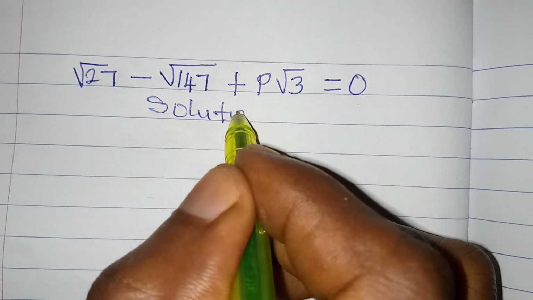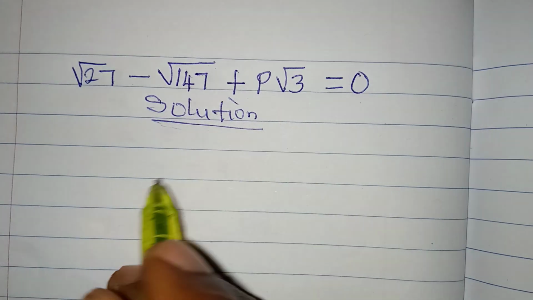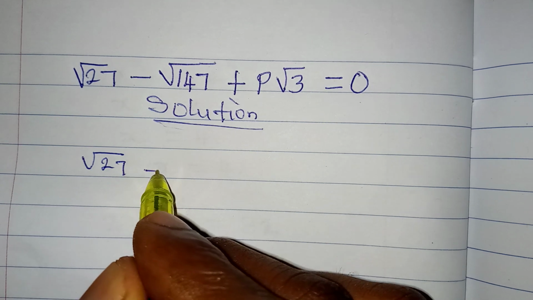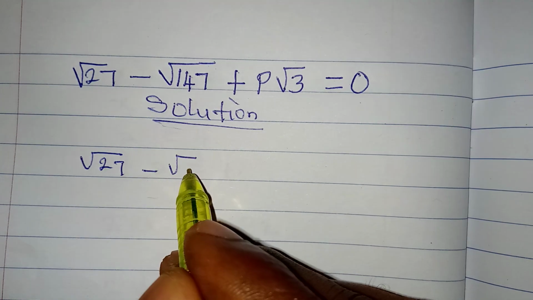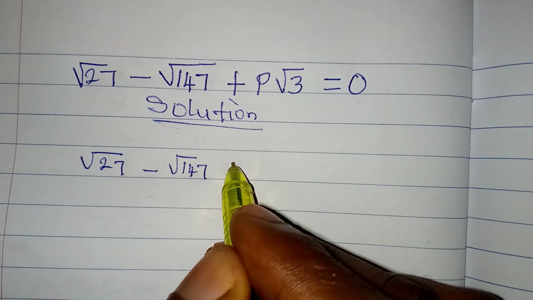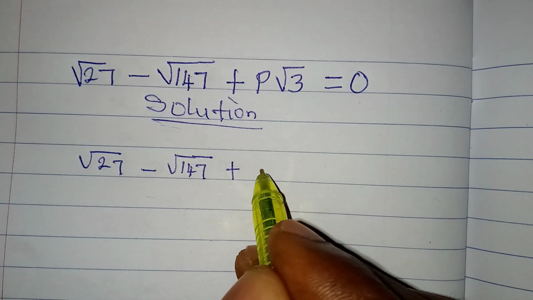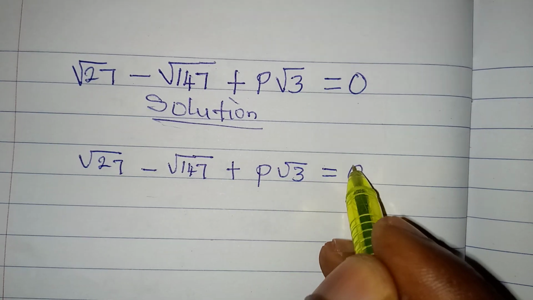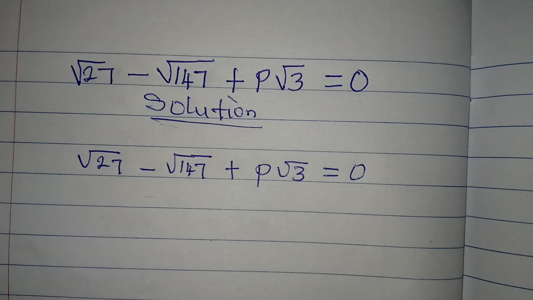Let's solve this problem very quickly. We have square root of 27 minus square root of 147, plus p root 3 to be equal to 0, right?